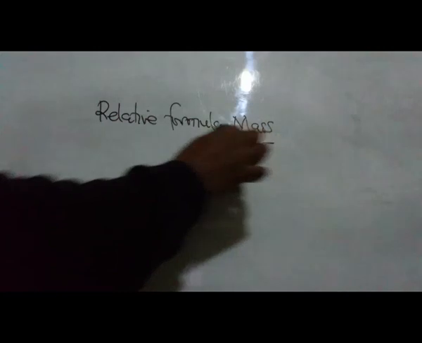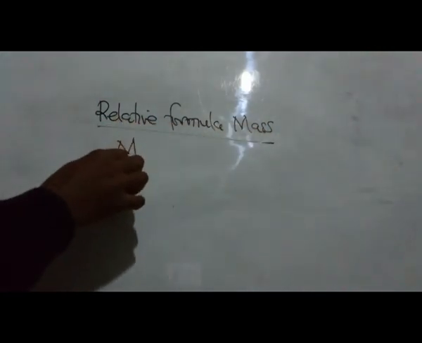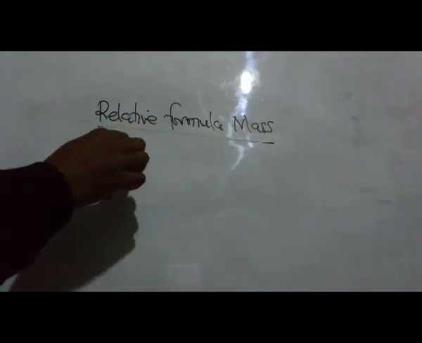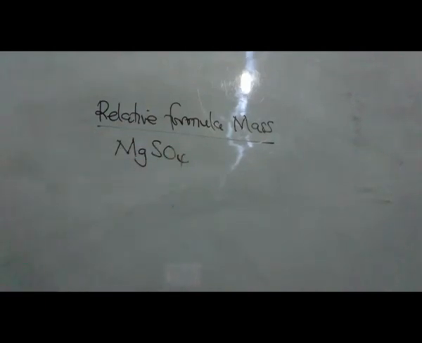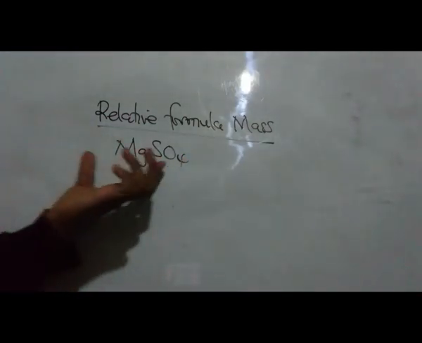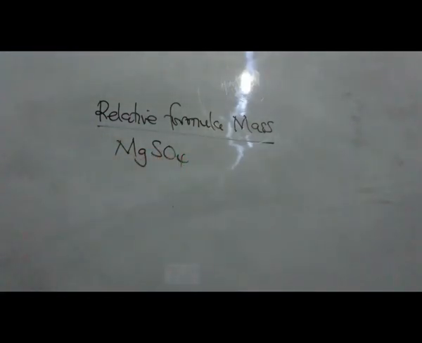Okay, so the relative formula mass of magnesium sulfate. Magnesium sulfate is MgSO4. That's magnesium sulfate. If you are not in a position to recall the chemical name, and the exam comes with a question that doesn't give you the chemical name, then you are in trouble. You have to know how to write chemical names like magnesium sulfate.